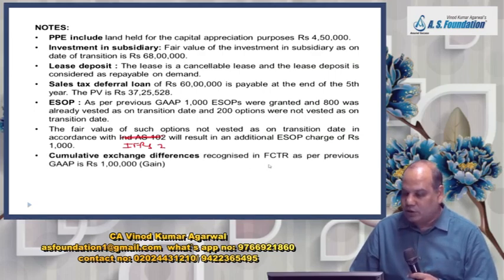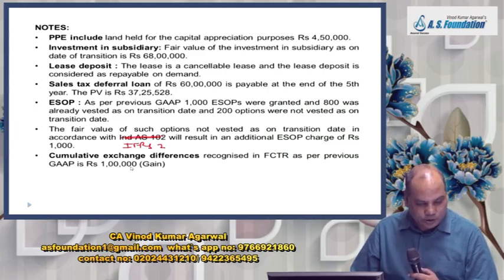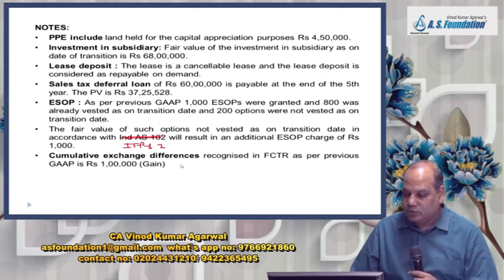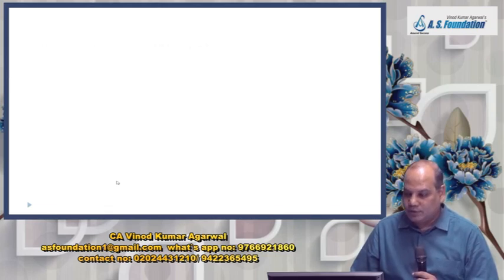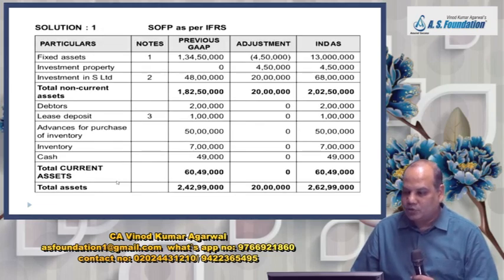Cumulative exchange difference recognized in FCTR as per previous GAAP is 1 lakh. You will see cumulative translation reserve, note number 4, 1 lakh is appearing. What you have learned today, this will be brought down to 0. And since it is going to be brought down to 0, you will add this 1 lakh in retained earning. Okay, so now we'll prepare SOFP.